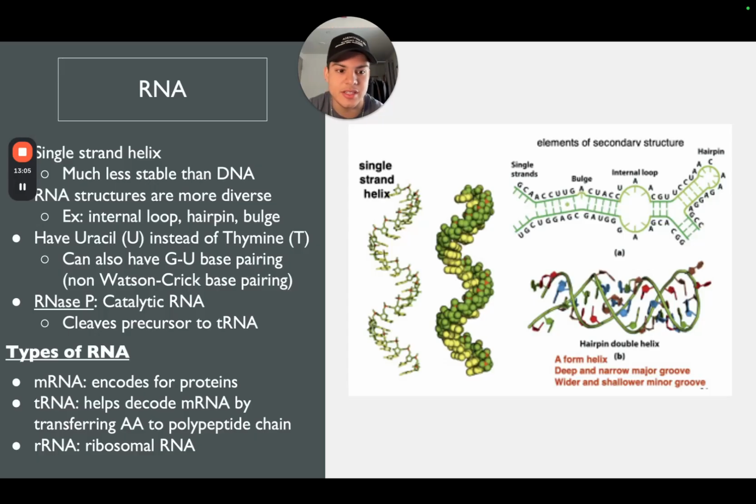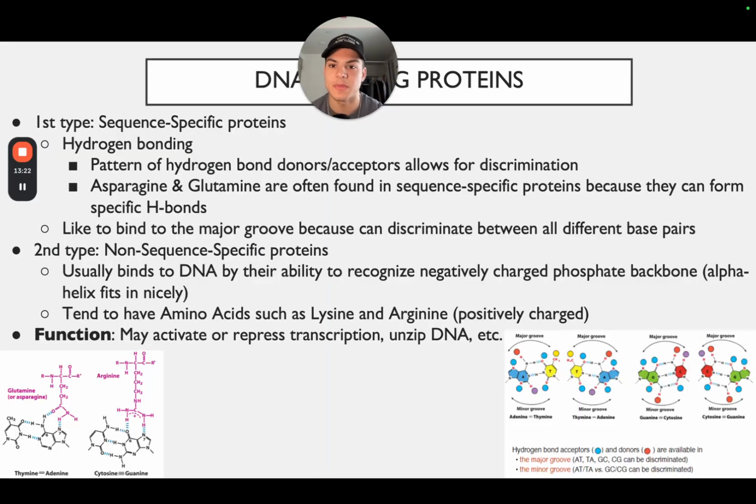RNase P simply cleaves RNA into tRNA. So the precursor for tRNA, it cleaves that and it'll form tRNA. And then there are different types of RNA. There's mRNA, tRNA, rRNA, and we'll go specifically in future lectures on what those do. I just wanted to give a brief introduction to it in this slide.